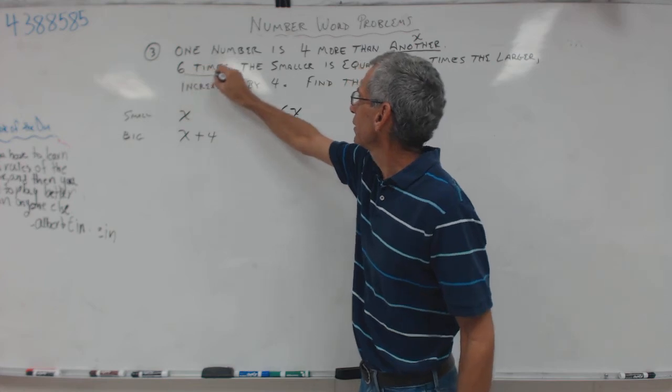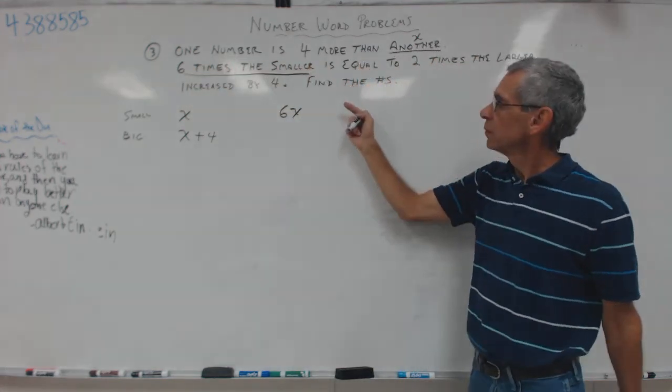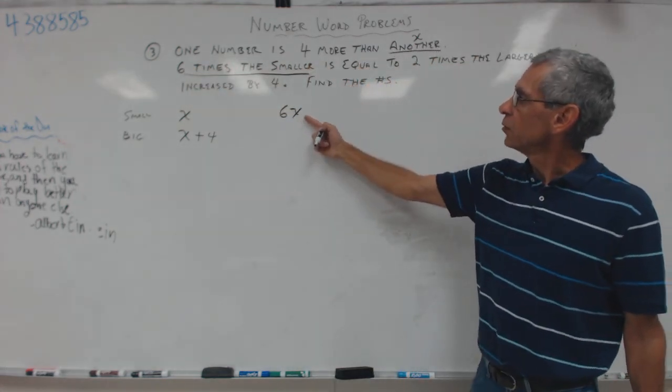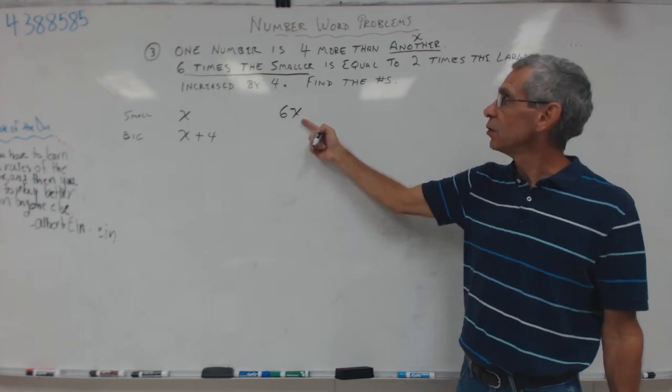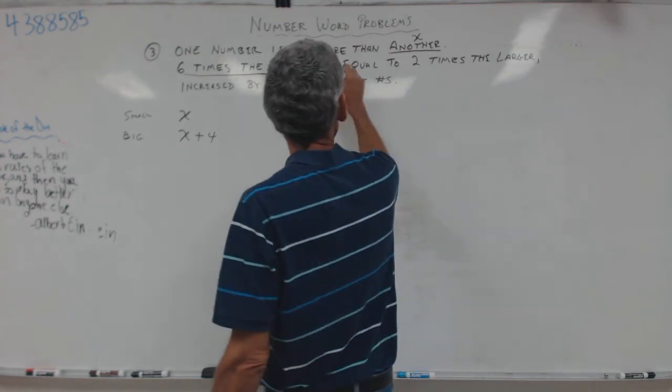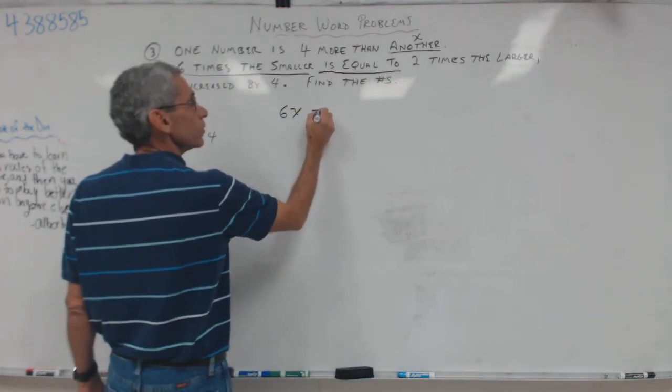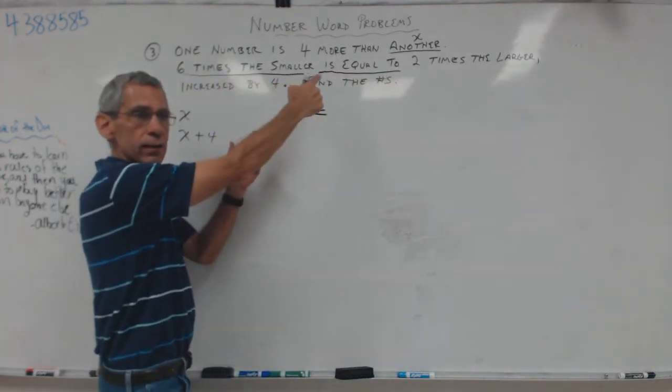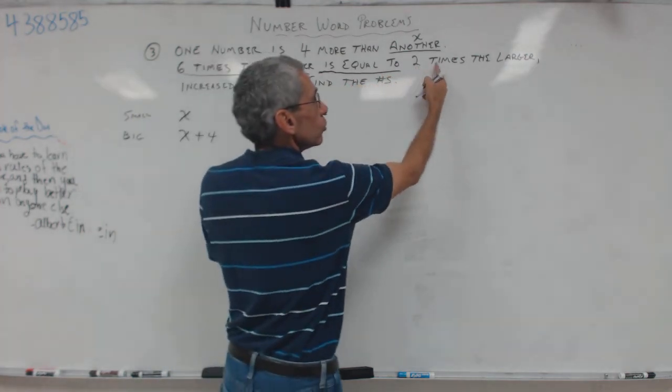Wait, do we write 6x underneath x plus 4 or not? No, you're writing a new equation now. 6 times the smaller, 6x. And then it says is equal to, what do I put there? Equals. Do you see what I'm doing? I'm just going left to right, and it works. It says 2 times the larger.